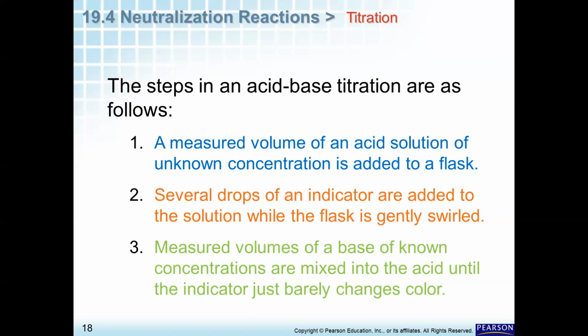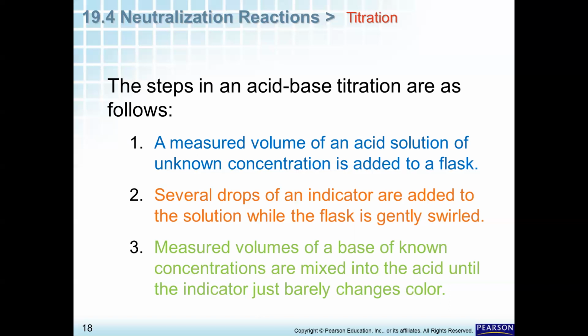Then we add several drops of an indicator. Why do we need to add an indicator? What is an indicator to start with? An indicator is basically a material that will change color based on whether the solution is acidic or basic, right? So when we add the indicator, it will take the color of the solution we have, which is acidic.